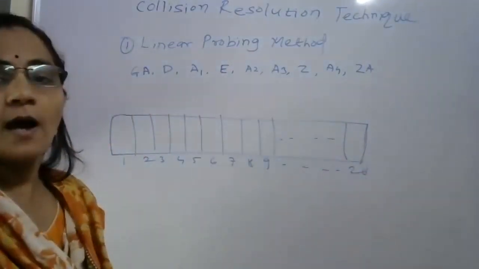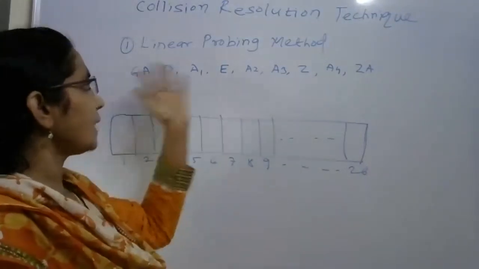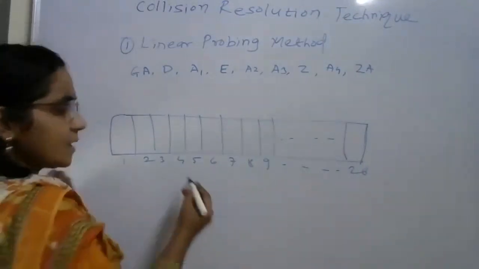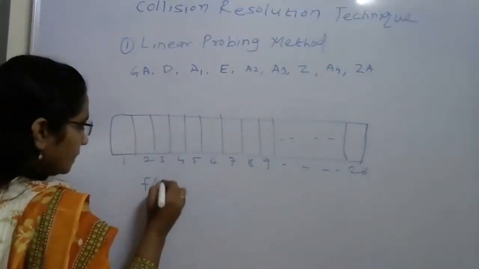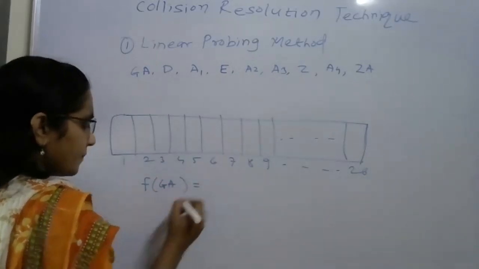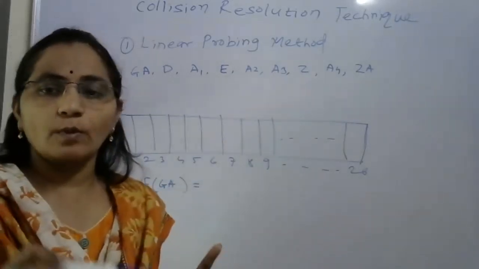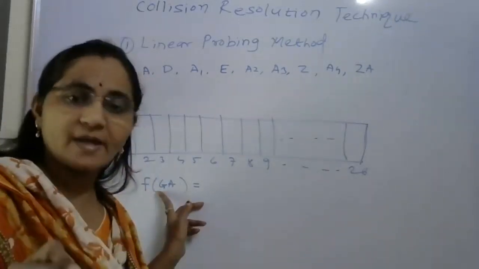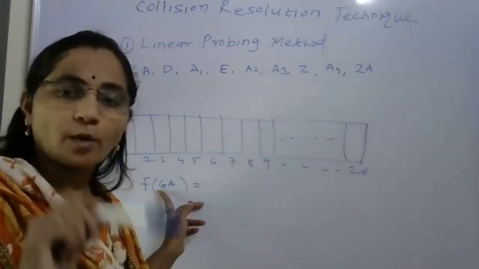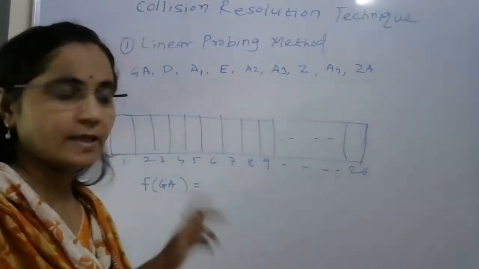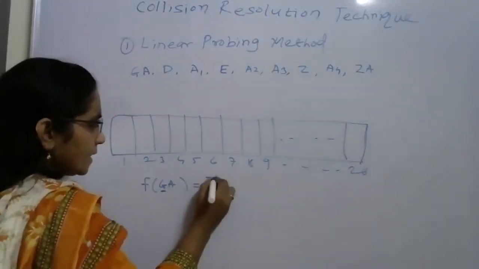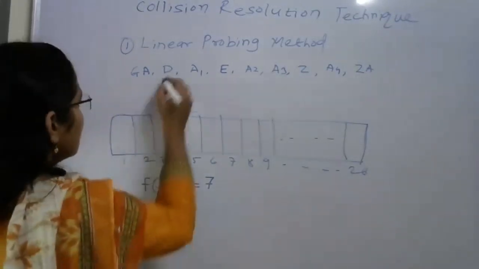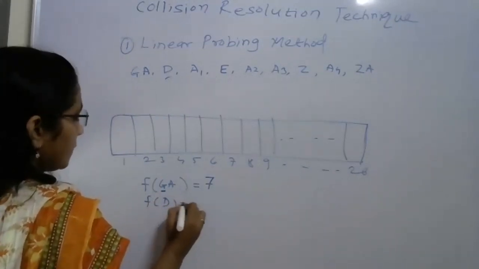Now you hash the given identifiers into the memory by calculating the hash address. How to calculate the hash address? The formula is f of GA. For calculating the address, you always consider the position of the starting letter in the alphabet. Here the first letter is G, and it is located at the 7th position in the alphabet A, B, C, D, E, F, G. So 7. Then f of D equals 4.